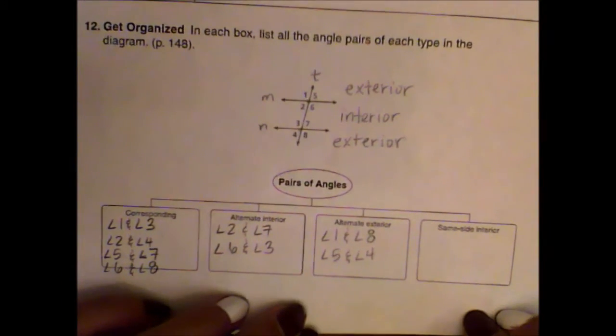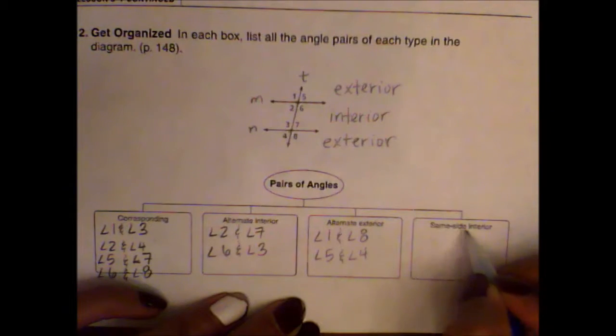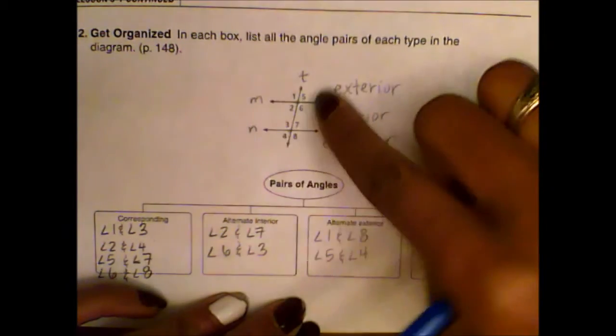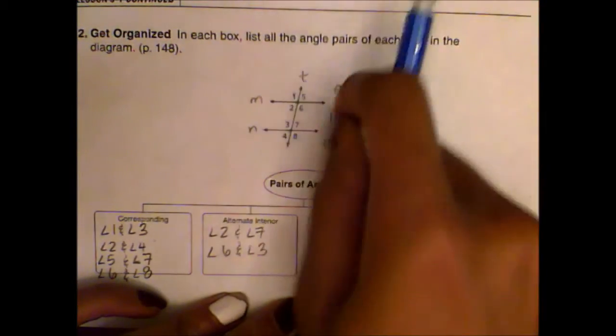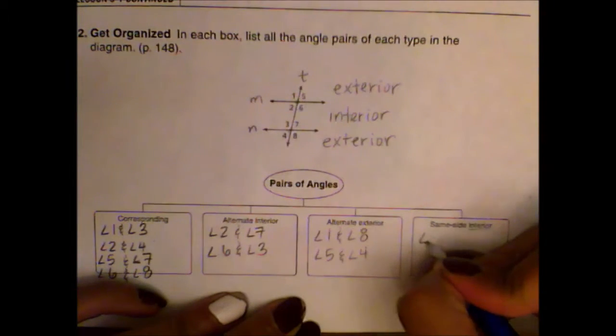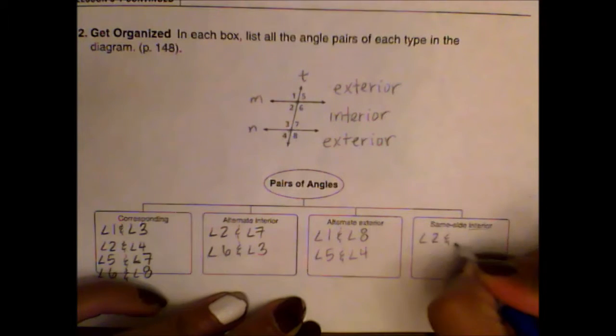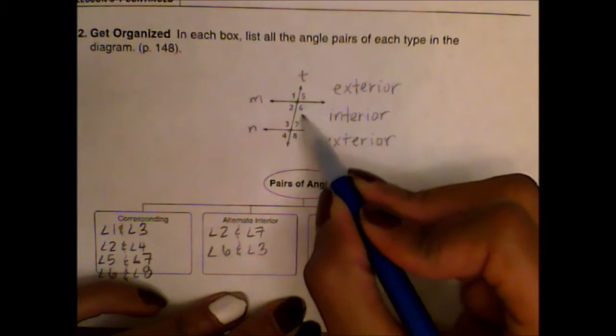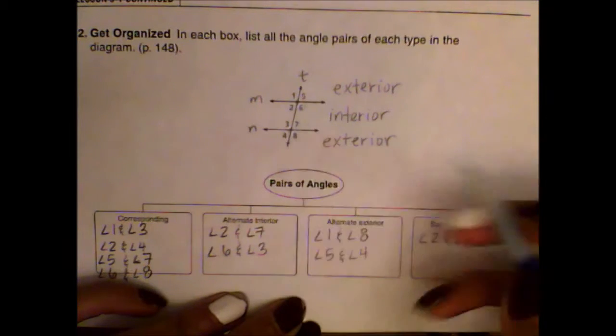Okay, the last box wants us to find same side interior angles, and those are pretty simple. They're in the interior and they're on the same side of the transversal. So let's look at the interior and on the left hand side. So on the left I see angle 2 and angle 3, and the other pair I see on the right hand side are angle 6 and angle 7.